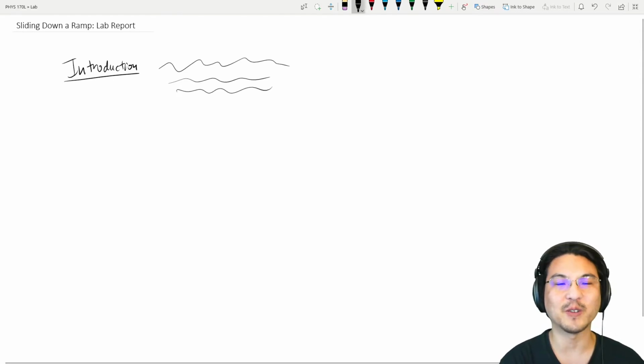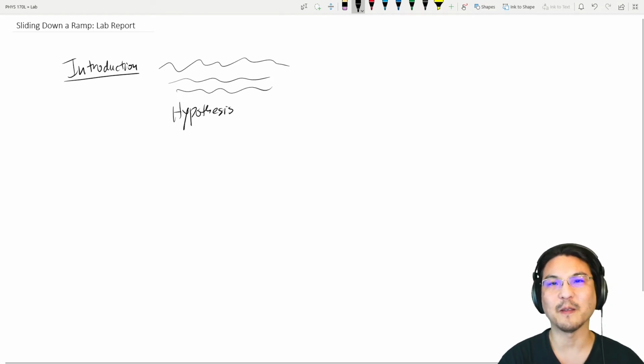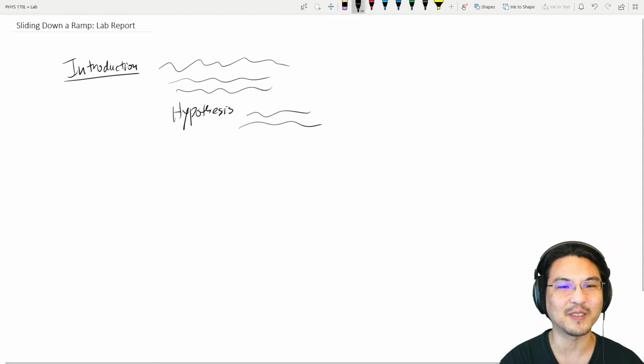And toward the end of your introduction, you can also have a hypothesis. So you say, I think that this material will have a lower kinetic friction than this one. This is where you can state that in the introduction section.